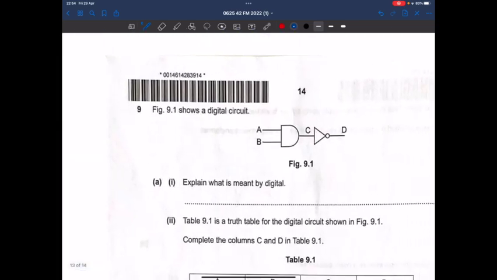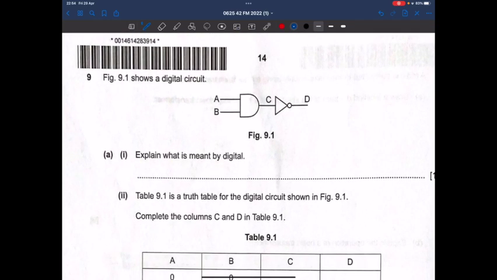Then we have something related to electronics. Figure 9.1 shows a digital circuit. It's so clear for me. This is AND and NOT. Two logic gates in front of me. Explain what's meant by digital. You know the idea of digital here.